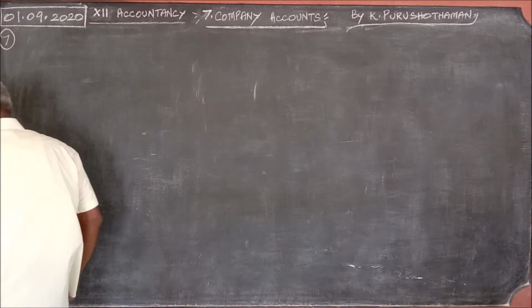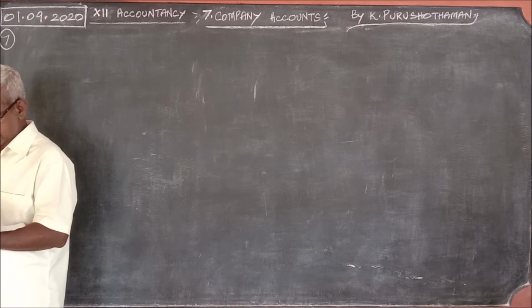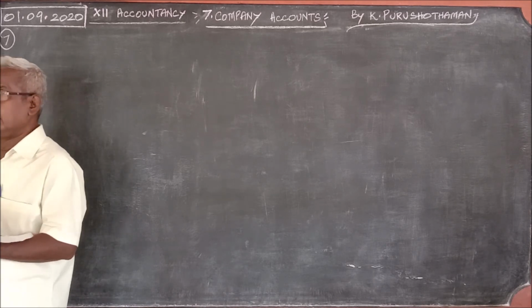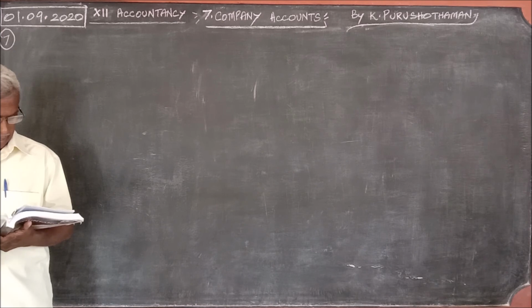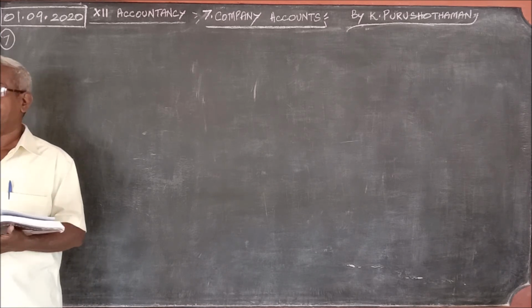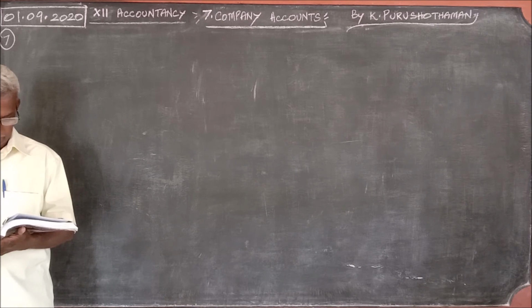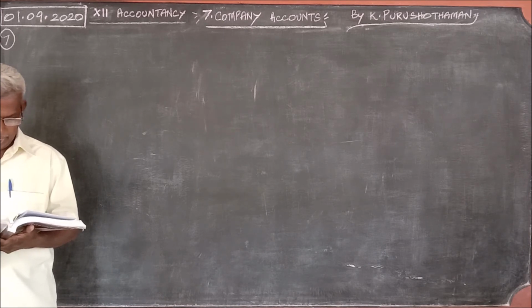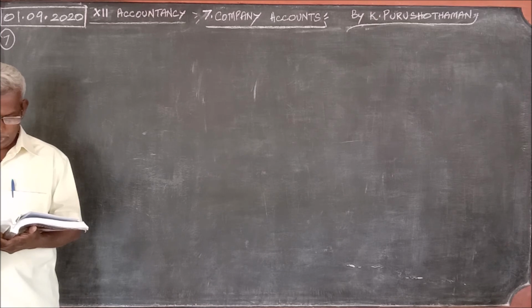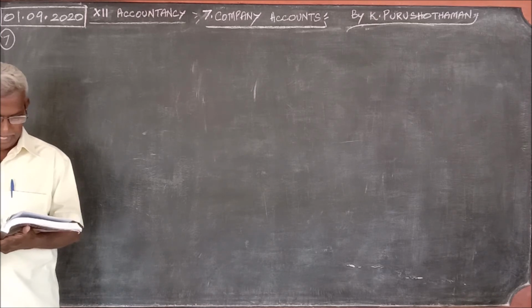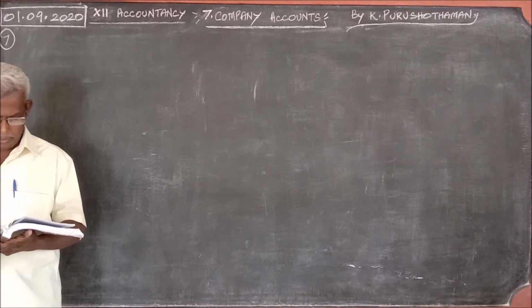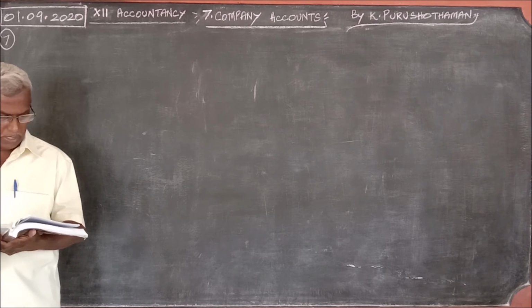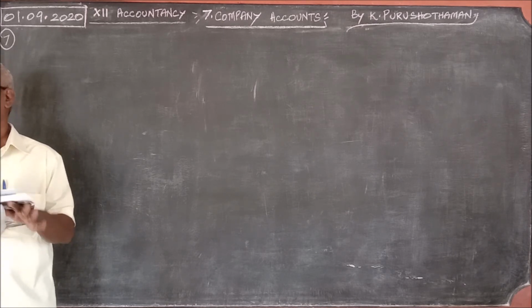Muthu Limited issued 50,000 shares of rupees 10 each payable as follows: 2 on application, 4 on allotment, another 4 on first and final call. All money duly received except one shareholder holding 1,000 shares failed to pay the call money. Pass necessary journal entries for calls by using call in arrear account.